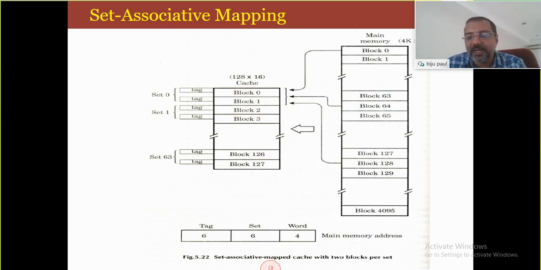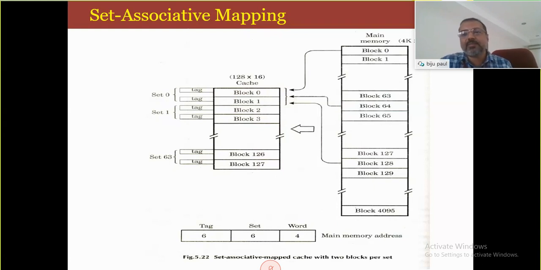Now again, the four bits in the main memory address are used to identify the location in each block, because in each block there are 16 locations. 2 raised to 4 is enough. And here the most significant 6 bits are used to identify the tag. 2 raised to 6 is 64. That means 64 tags are there. The most significant 6 bits are used to determine the tag, and the middle 6 bits are used to identify the set.